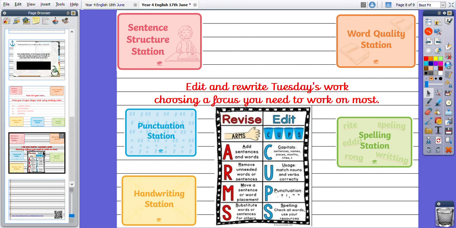So when you have done that, you are going to edit and rewrite Tuesday's work. Choosing a focus you need to work on the most. So you need to choose, looking at your marking codes, which one you've struggled with the most, and then you need to up level it and write it again, using your arms and cups to help you. Do a sentence at a time and think, is this the best that I can do? Is the best writing I can produce?